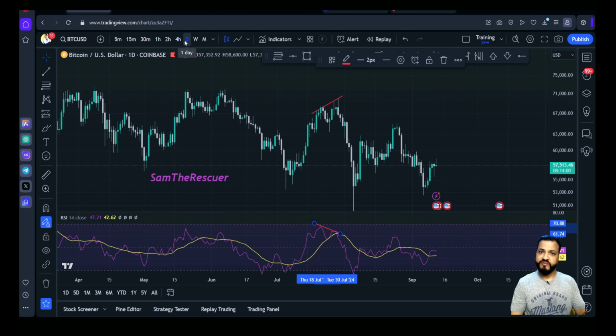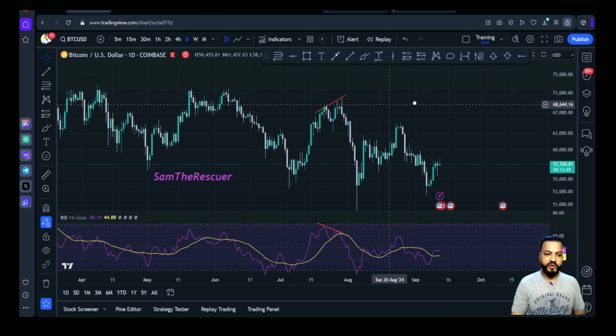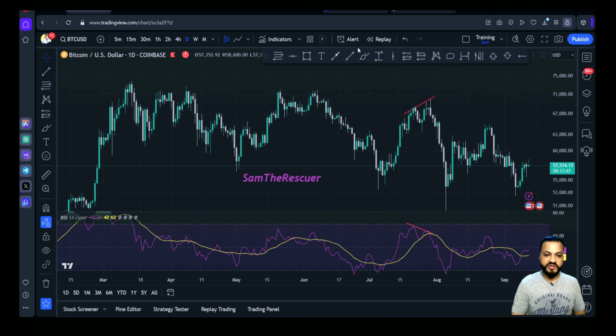Once you go to the lower time frame, that is 4 hours, 6 hours, whatever time frame you want to go, you can see there will be a lot of candles over here. That is to trap the bulls. Okay, let me give you one more example. You can see this one as well.